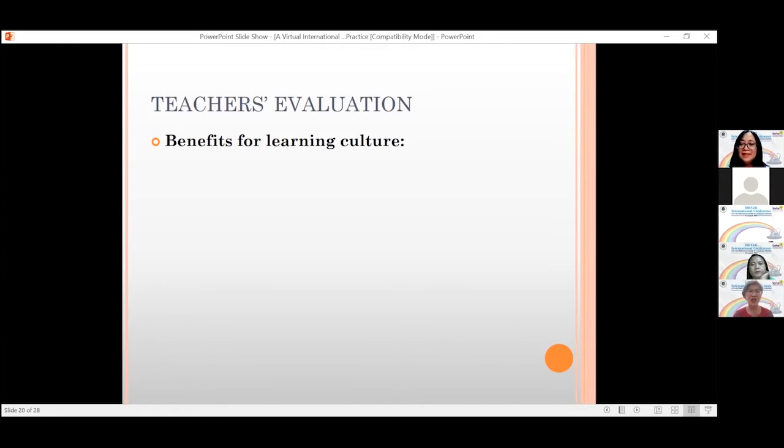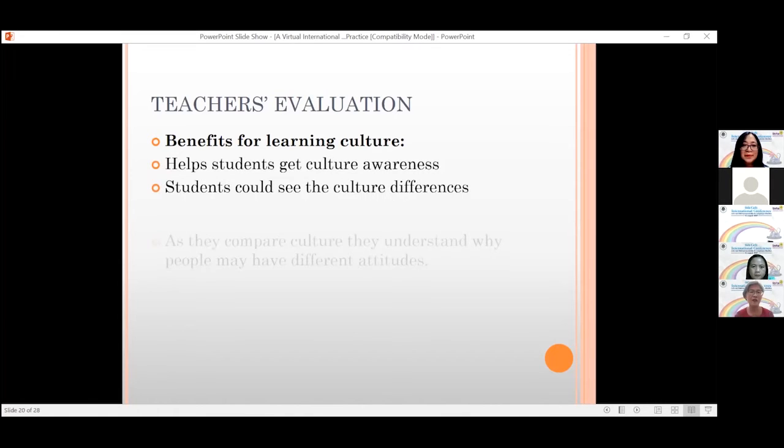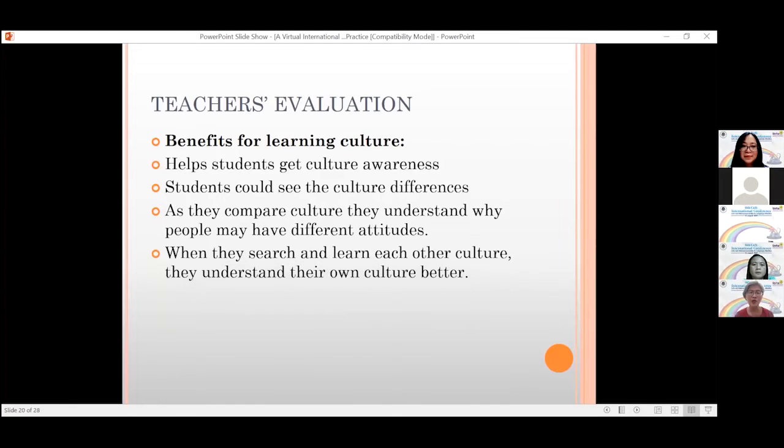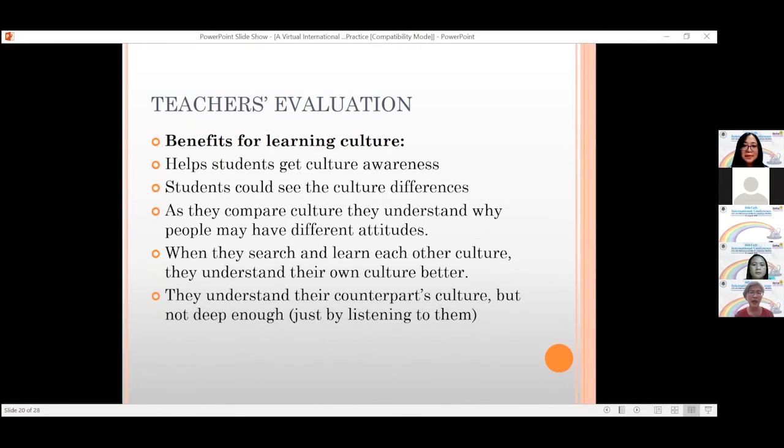Teachers' evaluation, benefits for learning culture: help students get culture awareness, students could see the culture differences, and then they understand also that people may have different attitudes because they have different culture. And then they also understand their culture better as they learn about the other culture. And also they want to know more about the counterparts' culture.